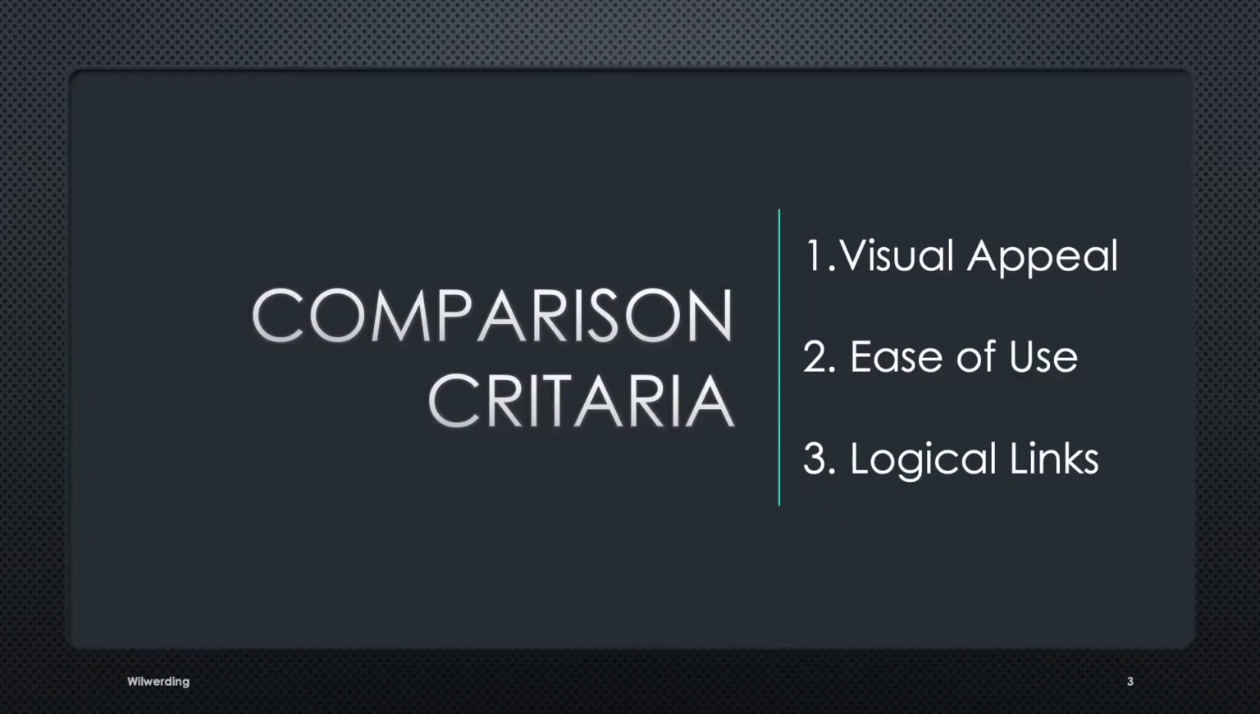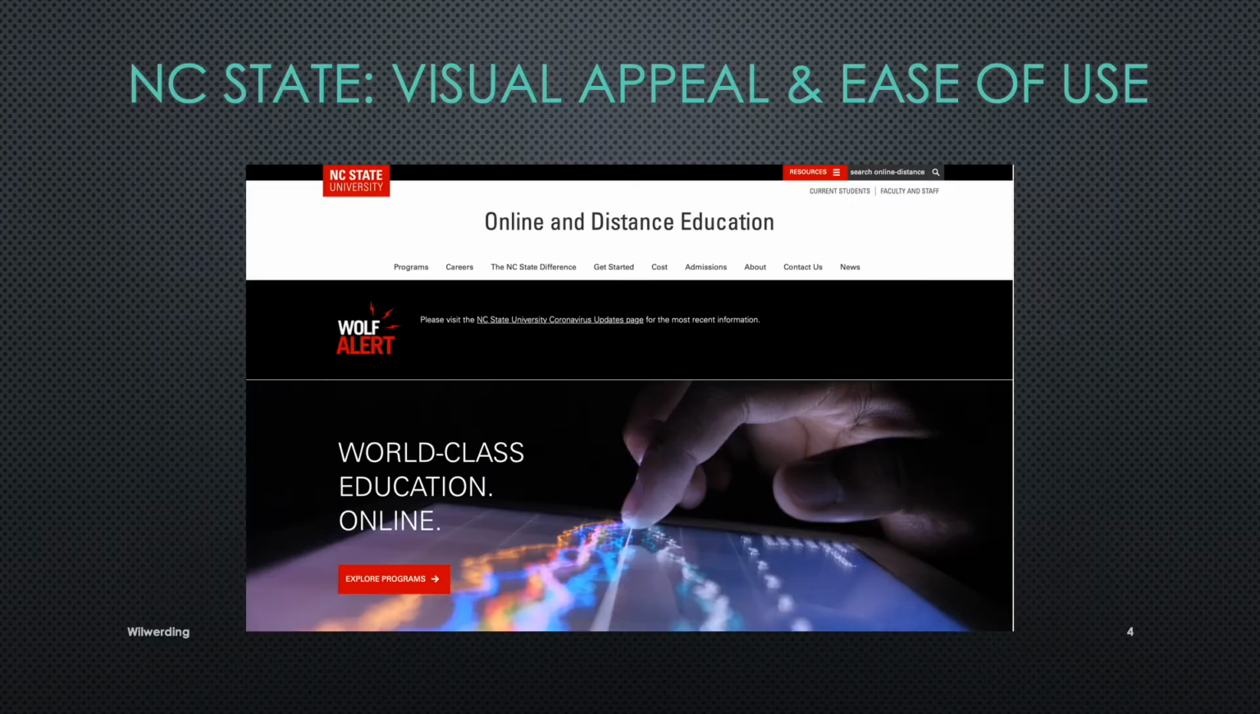The criteria I use is simple. 1. Visual appeal. 2. Ease of use. And 3. Logical links. For visual appeal, I look at such things as the color scheme, the use of pictures, and the overall impression. Ease of use mainly refers to how easy it is for me to find the next link or the information I'm looking for on that page. Finally, for logical links, I judge whether the link destination made sense in regard to its name. That is, does each link lead to what I would expect?